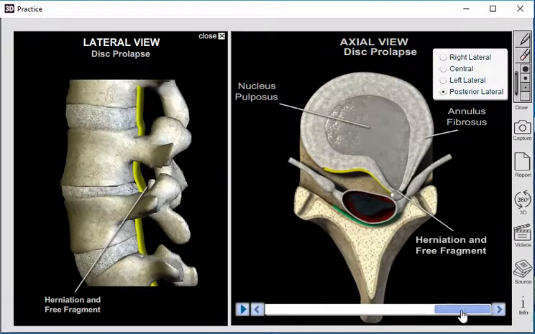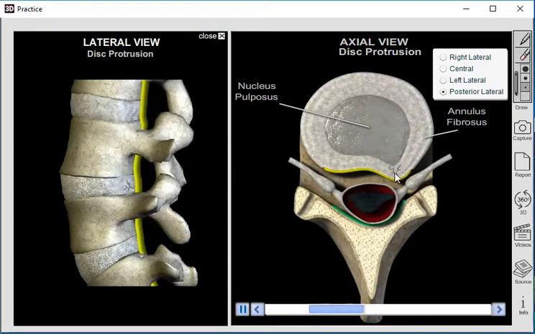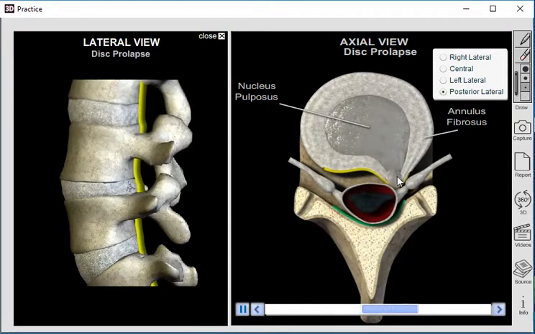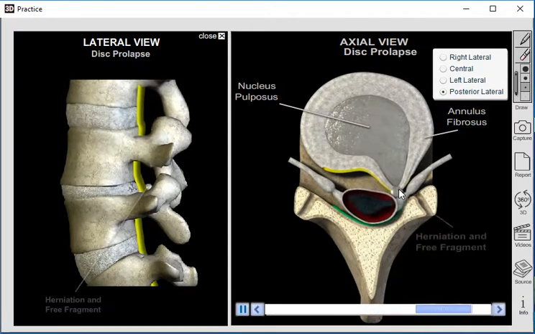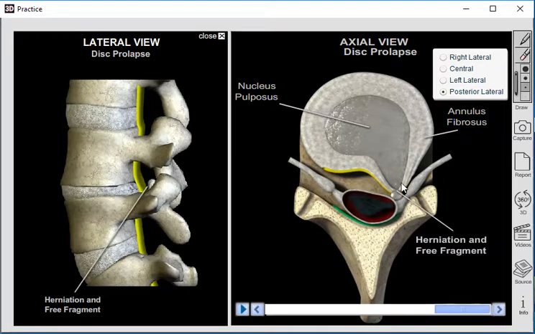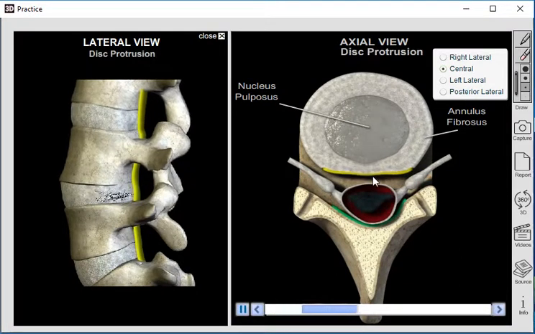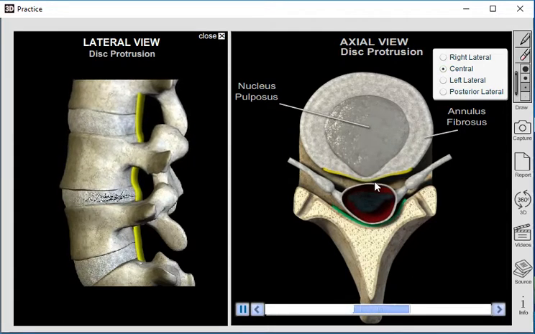Here we have a herniation fragment, so we'll look at this one as well. Here you have a tear right there in what we call the annulus fibrosus, a tear. And now we have nucleus pulposus literally leaking out into the canal. And the central one, again, we'll do that one. This is coming straight back, and it's going to press upon the spinal cord itself.